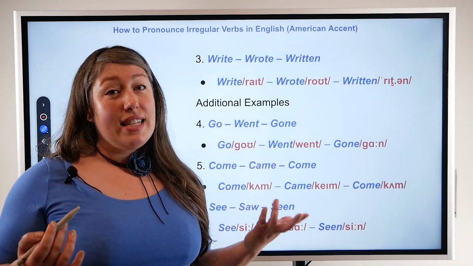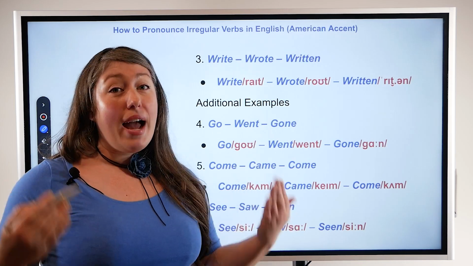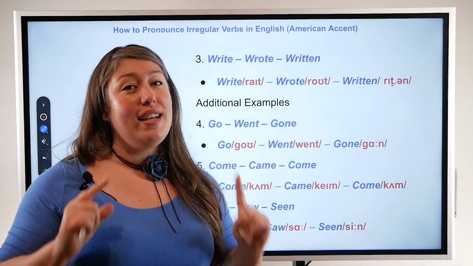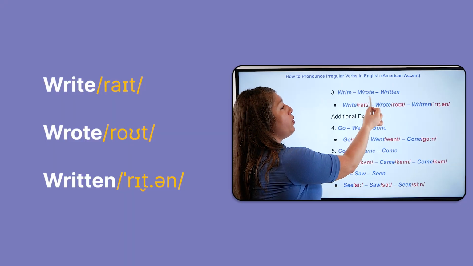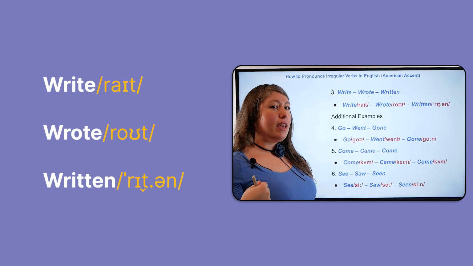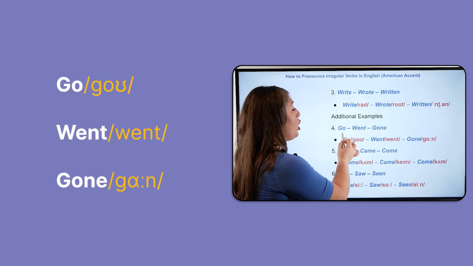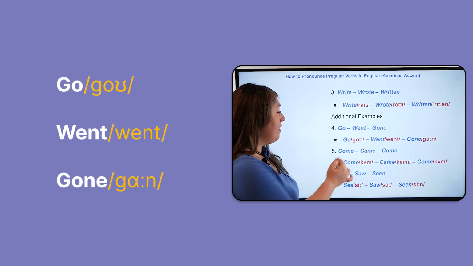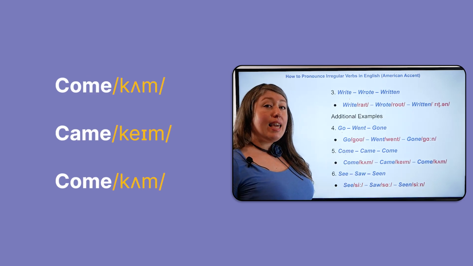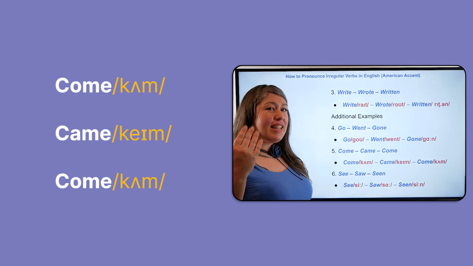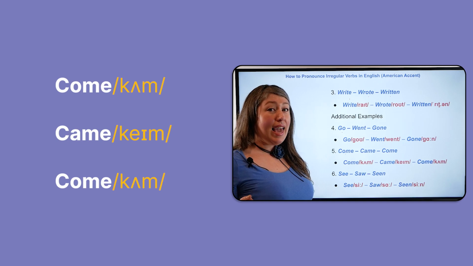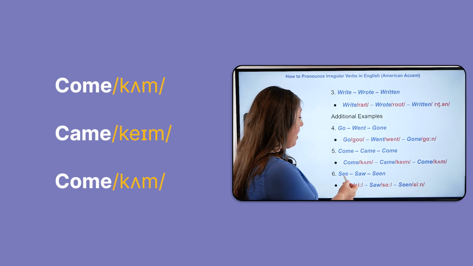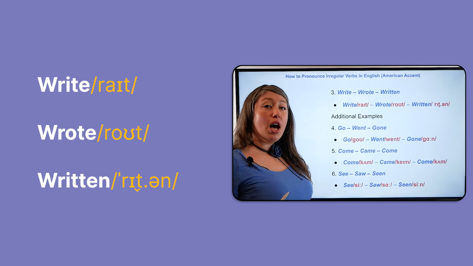The easiest way to study irregular verbs is practice, practice, practice so that you memorize all the correct forms. Write, wrote, written. Say it with me. Write, wrote, written. Go, went, gone. Go, went, gone. Come, came, come. Say it with me. Come, came, come. And see, saw, seen.